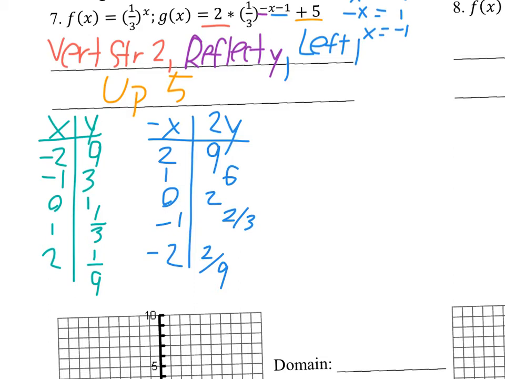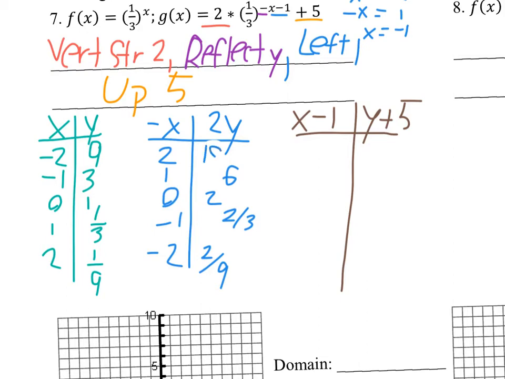Finally, our last table deals with our additions and subtractions. We're going left 1. That means x minus 1. We're going up 5. That means y plus 5. So we have, I just caught an error I made. Sorry about that, folks. That's supposed to be an 18 right there. My bad. So, moving right along.